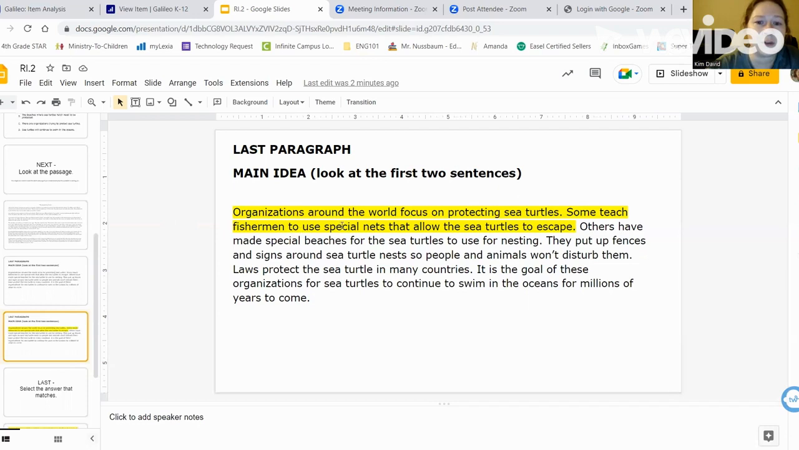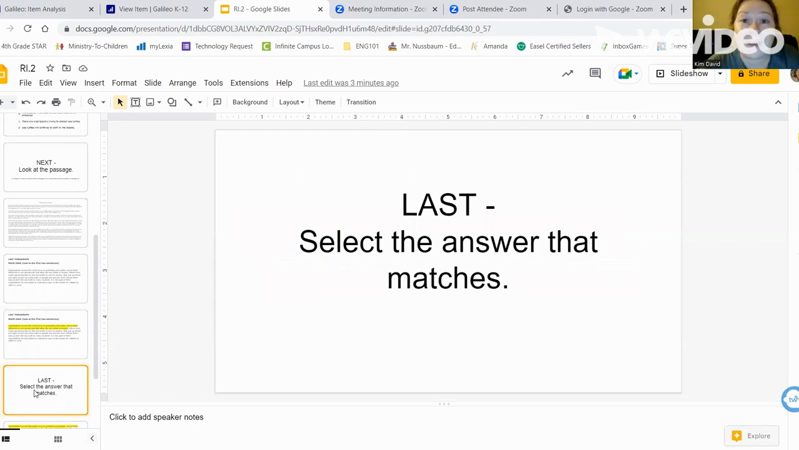Some teach fishermen to use special nets that allow sea turtles to escape. And then if I do go on, others have made special beaches for sea turtles to use for nesting. Okay. But I'm looking mainly at this first sentence again. Organizations around the world focus on protecting sea turtles. So now my last step to then be able to answer this question is to select the answer that matches.